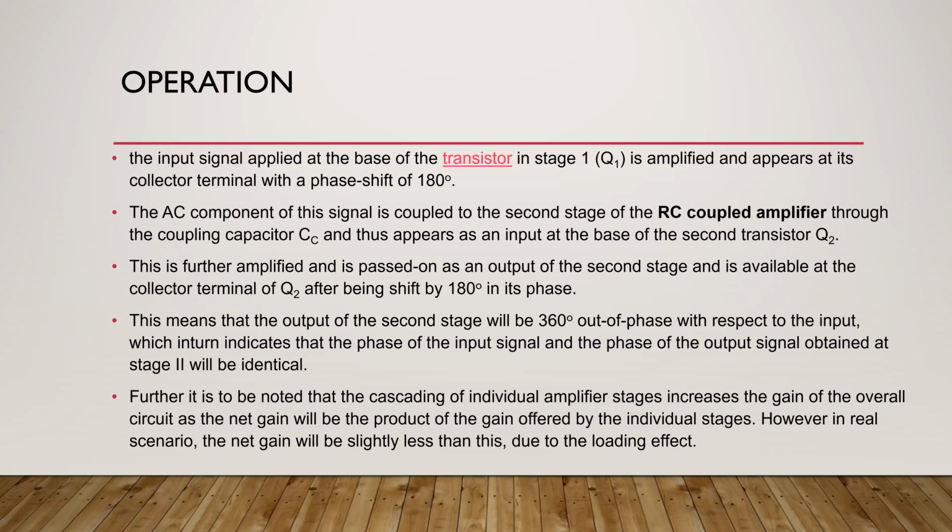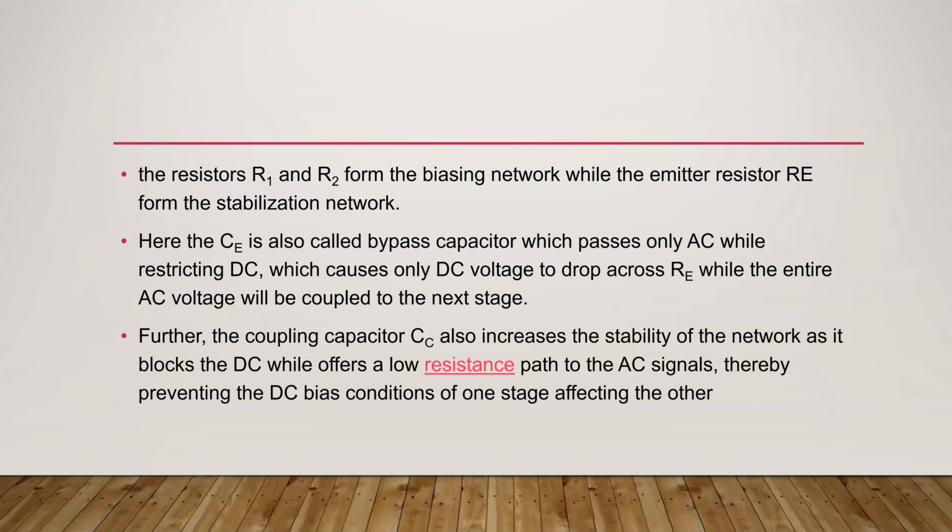Further, it is noticed that cascading individual amplifier stages increases the gain of the overall circuit, as the net gain will be the product of the gain offered by the individual stages. However, in a real scenario, the net gain will be significantly less than this due to the loading effect. Now let me explain what we mean by loading effect.